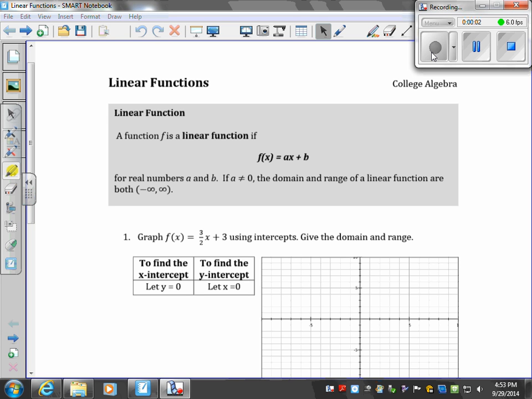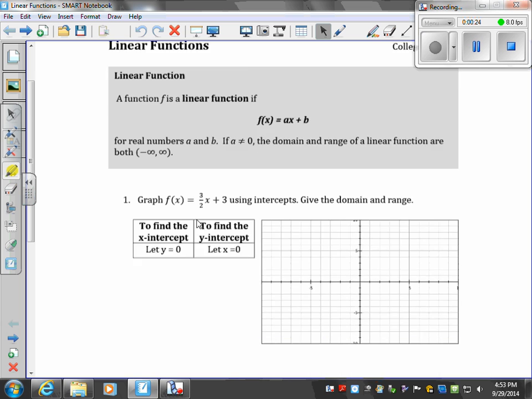Linear functions. A function f is linear if it fits this format, where a and b are real numbers and a cannot equal 0. The domain and range of linear functions are negative infinity to positive infinity because it makes a straight line.